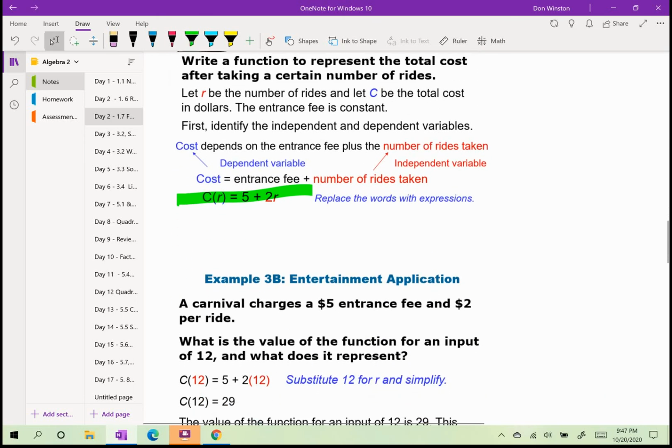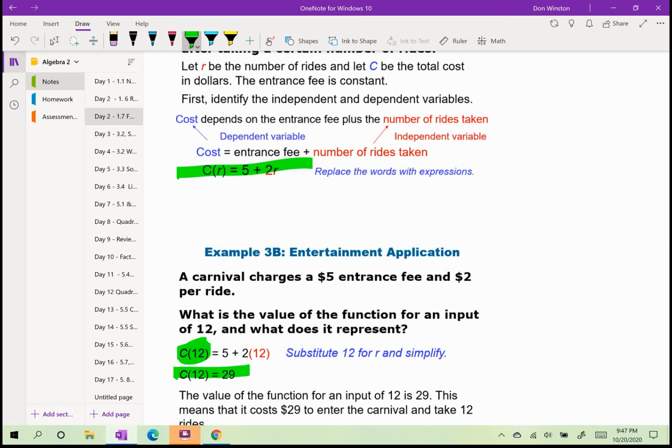So if you ride 12 rides, evaluate the function at 12. C of 12 is equal to 5 plus 2 times 12. Well, 2 times 12 is 24, plus 5 gives you 29. So C of 12 is equal to 29.